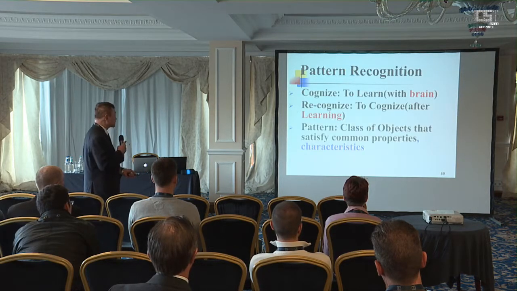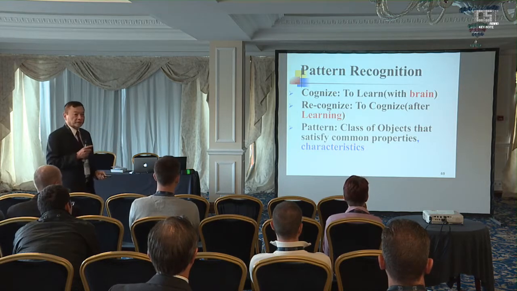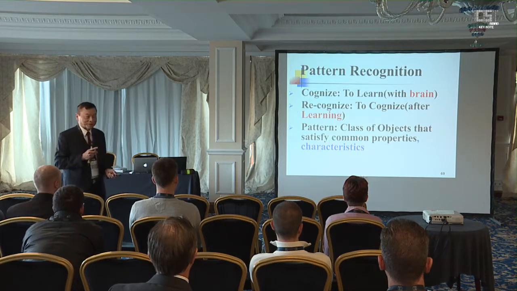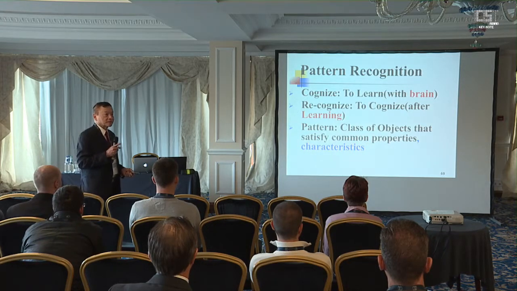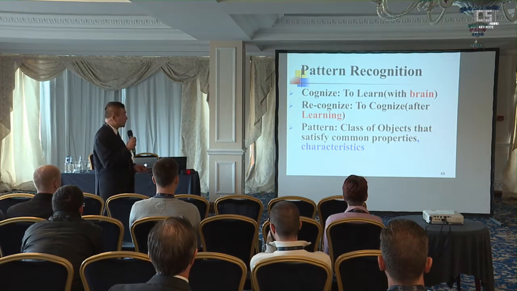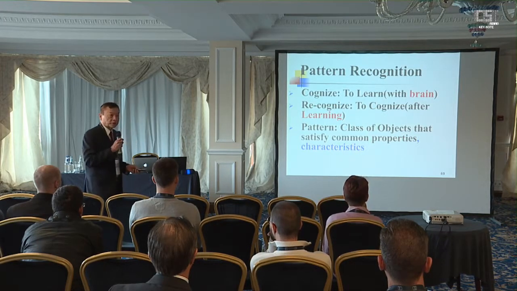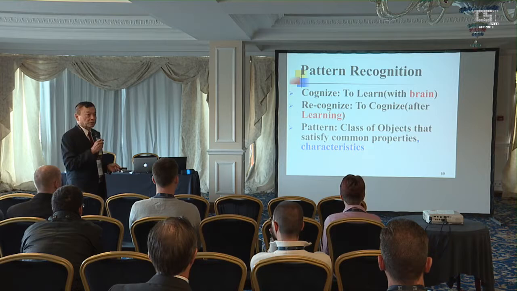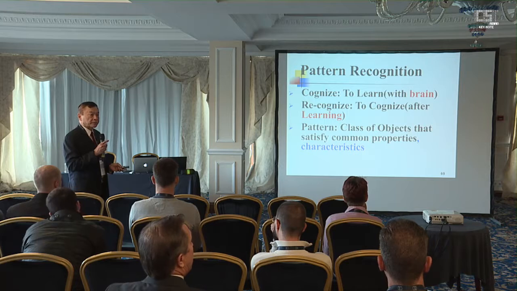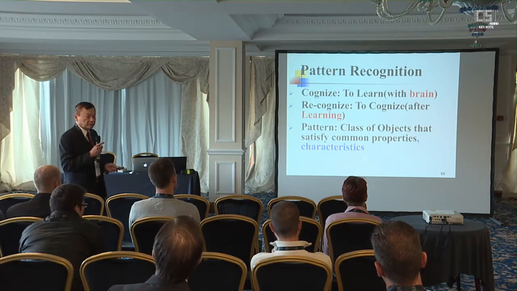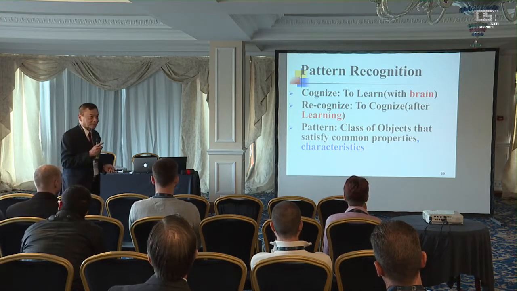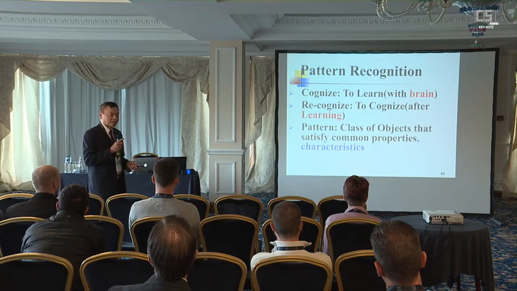Okay, now, another subtopic is called pattern recognition. What is pattern recognition? It involves several keywords. First, what is cognition? What is recognition? Recognition is a combination of two words. First, cognition, cognize. Cognize means to learn, of course. How do you learn? With the brain. Once you have learned, then you can recognize based upon what you learned. And what is a pattern? There are thousands of definitions, but very briefly speaking, a class of objects that share some common properties is called a pattern.